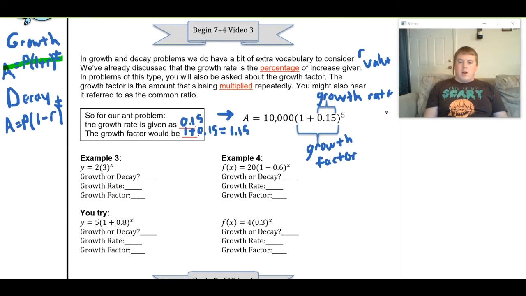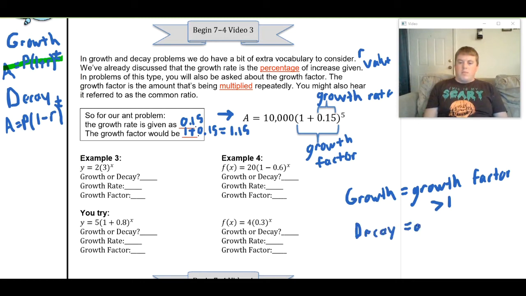Now, as far as telling growth and decay apart, growth is going to have a number that is bigger than 1 as its growth factor. So for growth, I'll go ahead and make a note here. It's going to have a growth factor larger than 1. That is the only way that we're going to be able to get bigger numbers, to increase. If we have decay, our growth factor will have to be less than 1.